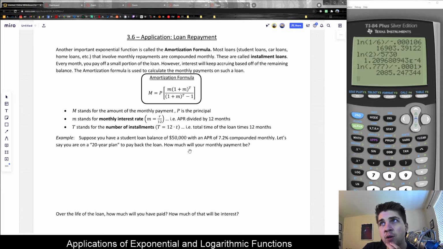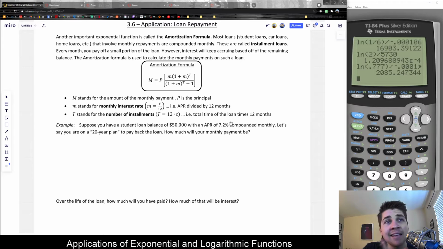Suppose you have a student loan balance of $50,000, which is undergoing interest at APR of 7.2% compounded monthly. I tried to create a fairly realistic situation for a student in debt. Let's say that you're on the 20-year plan to pay back the loan. We want to know how much we are going to be paying month by month in order to pay the loan off.